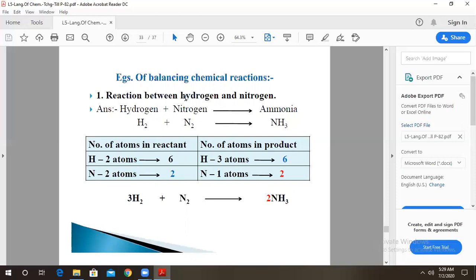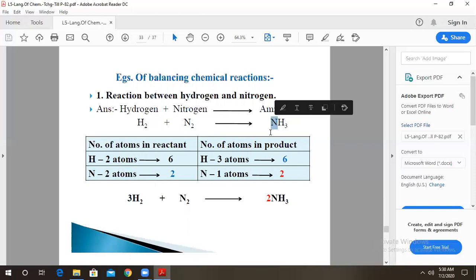So, the reaction between nitrogen and hydrogen. Hydrogen is diatomic, always H2. Nitrogen is also diatomic, always N2, and forms ammonia. So let us balance this. As I said, keep a table below it. Let us write down the number of atoms of reactants and products. Hydrogen, 2 atoms initially. I have written it over here, hydrogen 2 atoms. Nitrogen, 2 atoms. I have written this over here, nitrogen 2 atoms.